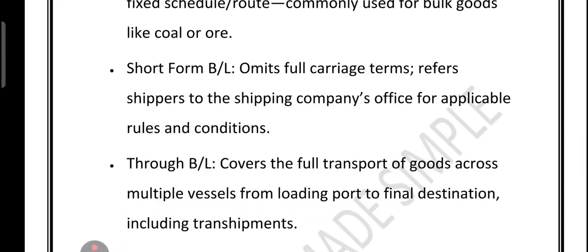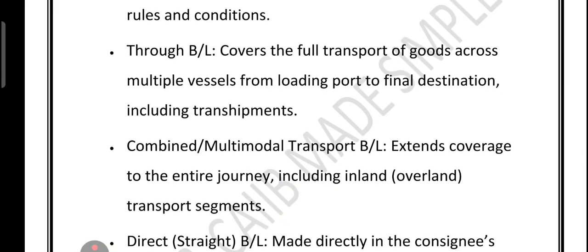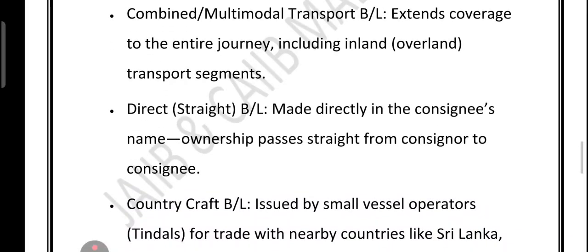Then we have the short form bill of lading. This one is a shortcut. It does not print all the rules on the document. Instead, it tells you to check with the shipping company for the detailed terms. Then we have the through bill of lading. So what happens here? Your cargo journey is covered from the first port to the final destination, even if ships change in between. Then we have the combined or multimodal transport bill of lading. You can think of it as door-to-door service. This will cover the entire journey, including road, rail or inland waterway.